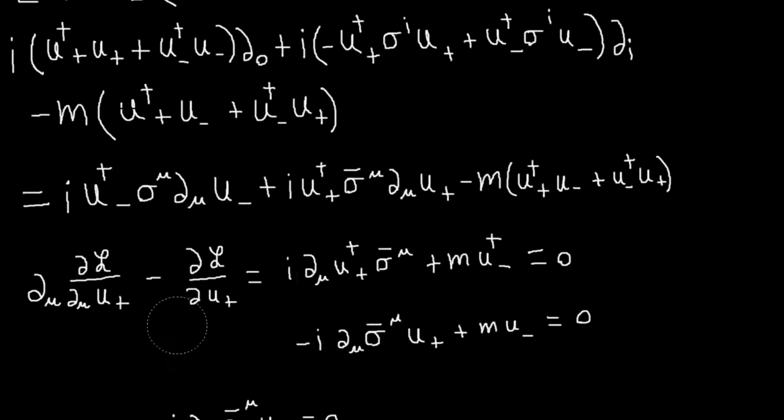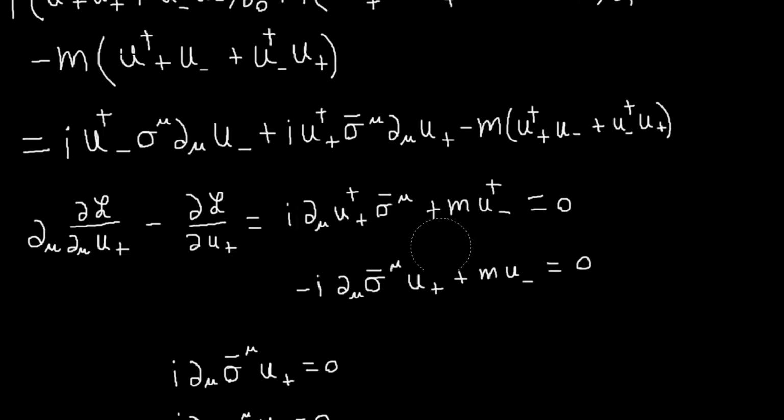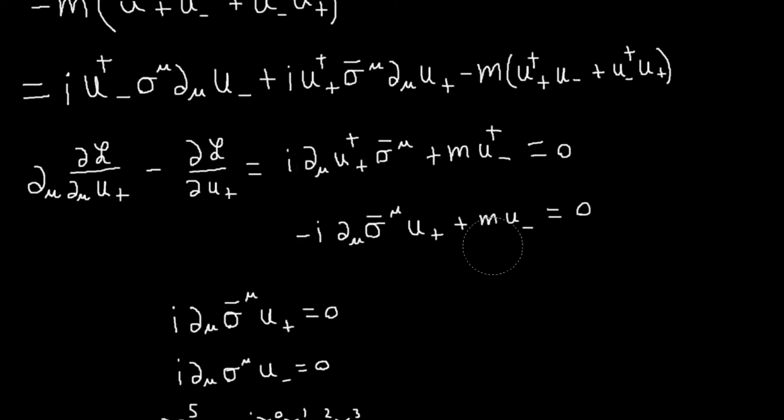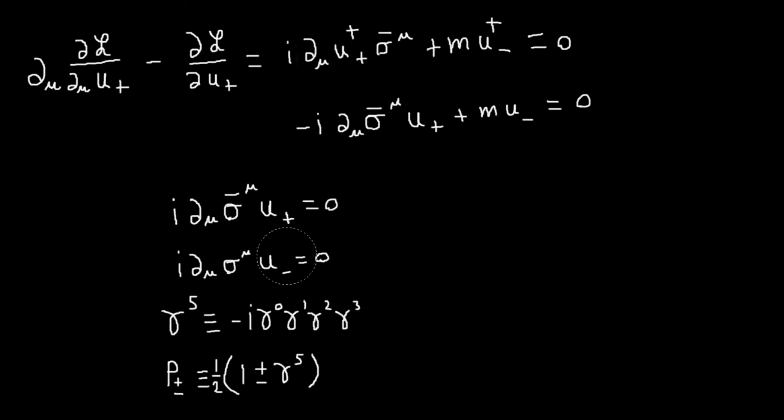So if you find the equations of motion for, in this case, u plus, I did, it's this thing. And again, if m is 0, then they reduce to these equations for u plus and u minus, and these are known as the Weyl equations, however you say it. And then one last thing is that, again, this is used later.